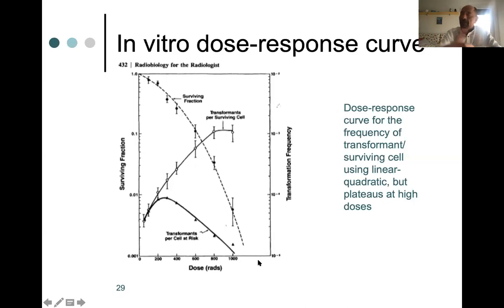So make no mistake, because sometimes you will see transformants per surviving cell, sometimes you will see transformants per exposed cell. And the dose response curve is, of course, very different because it depends on the impact of the cell killing.